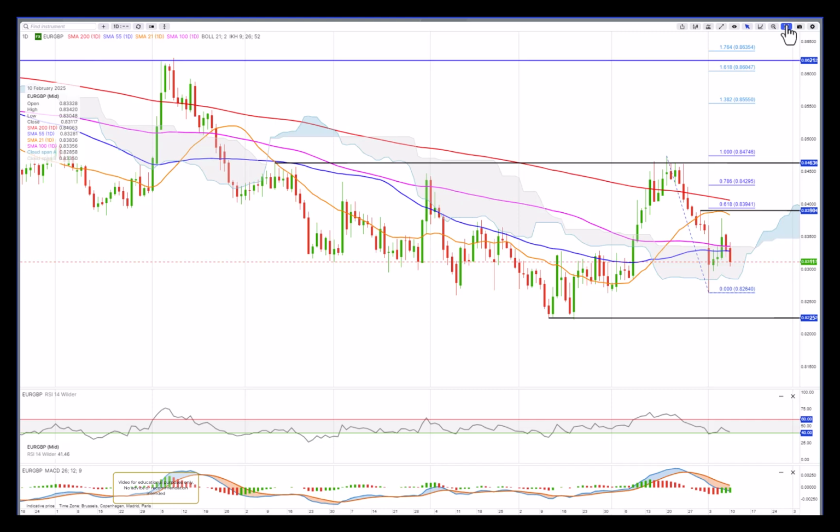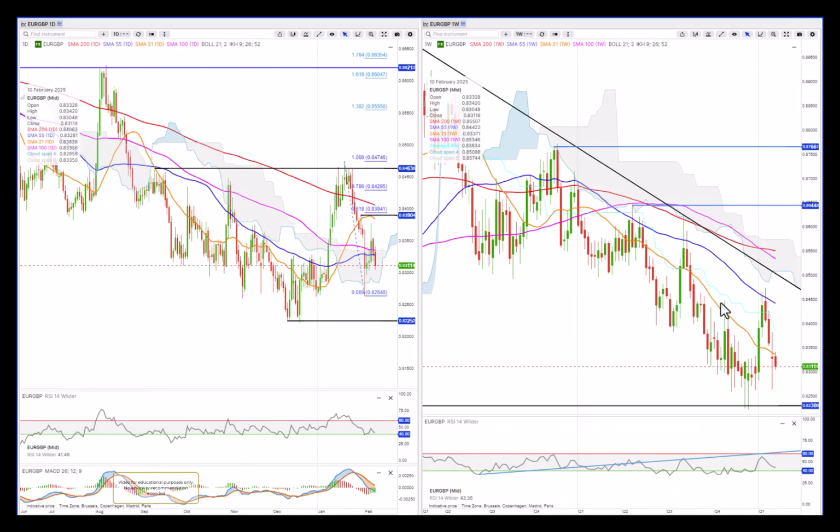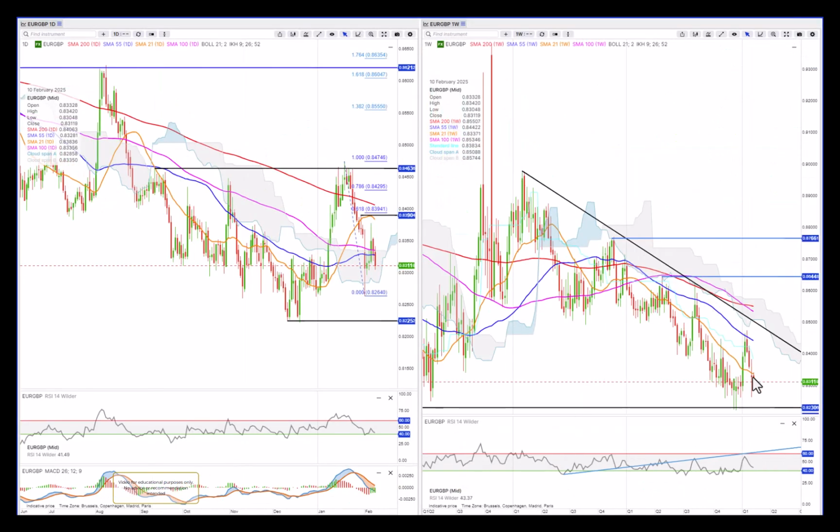And in the bigger picture on the weekly, we can see we are still in quite a bearish trend. Let's remove this one. And it could push lower. So let's see, it really needs to break above the 85 area, above this falling trend line, to just have a chance to turn this bearish medium-term picture around.